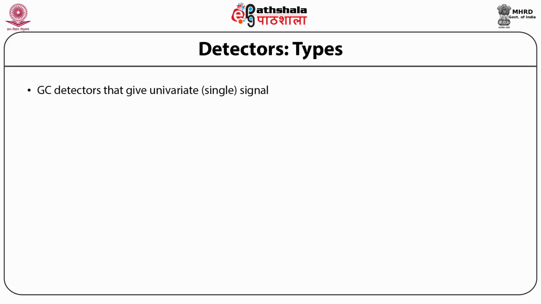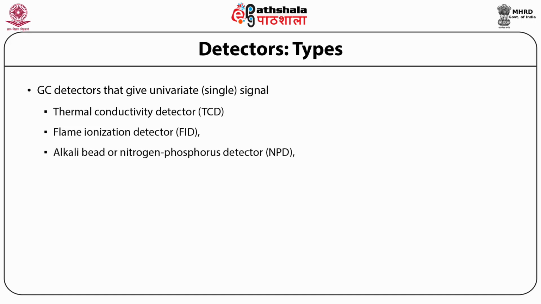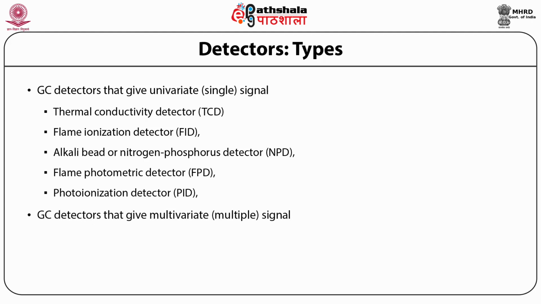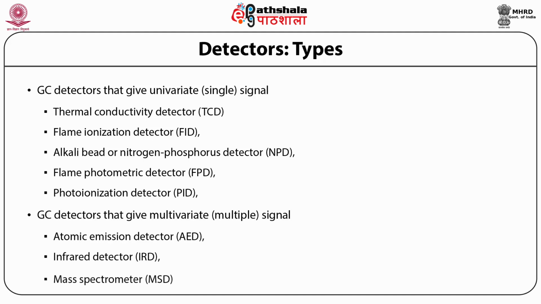The major source of noise in most analyses is chemical noise, and it is considered a low frequency noise. Detectors can be classified on the basis of the signal they produce. Examples of detectors that give single signals are thermal conductivity detector, flame ionization detector, alkali bead or nitrogen phosphorus detector, and flame photometric detector. Examples of detectors that give multiple signals are atomic emission detector, infrared detector, and mass spectrometer.